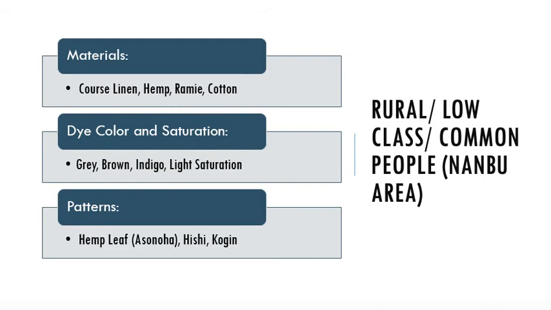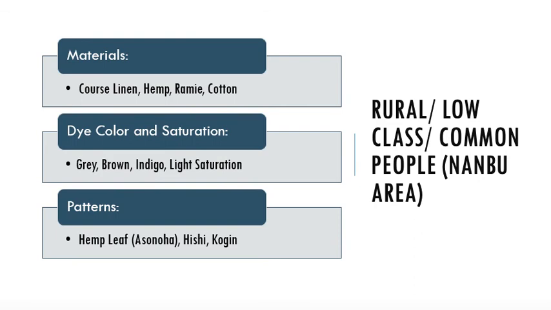The dye that they were allowed to use was gray, brown, and indigo, and it was typically in a light saturation. The patterns that the common people were allowed to use and were popular were the hemp leaf pattern, the hishi stitch, and the kogan pattern.